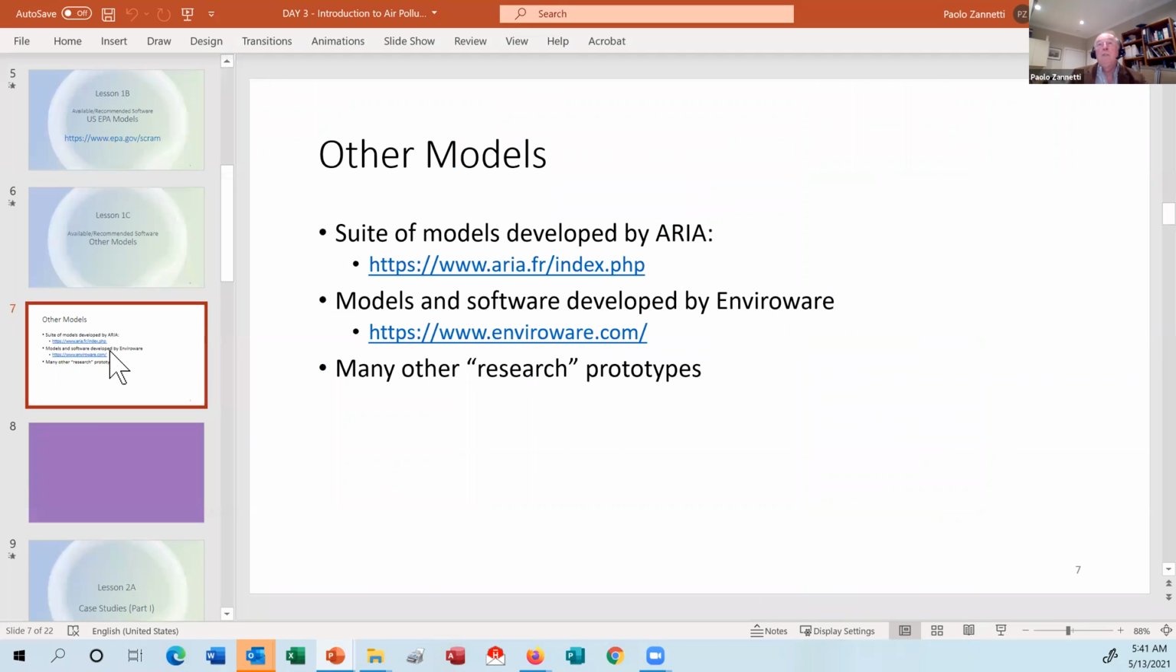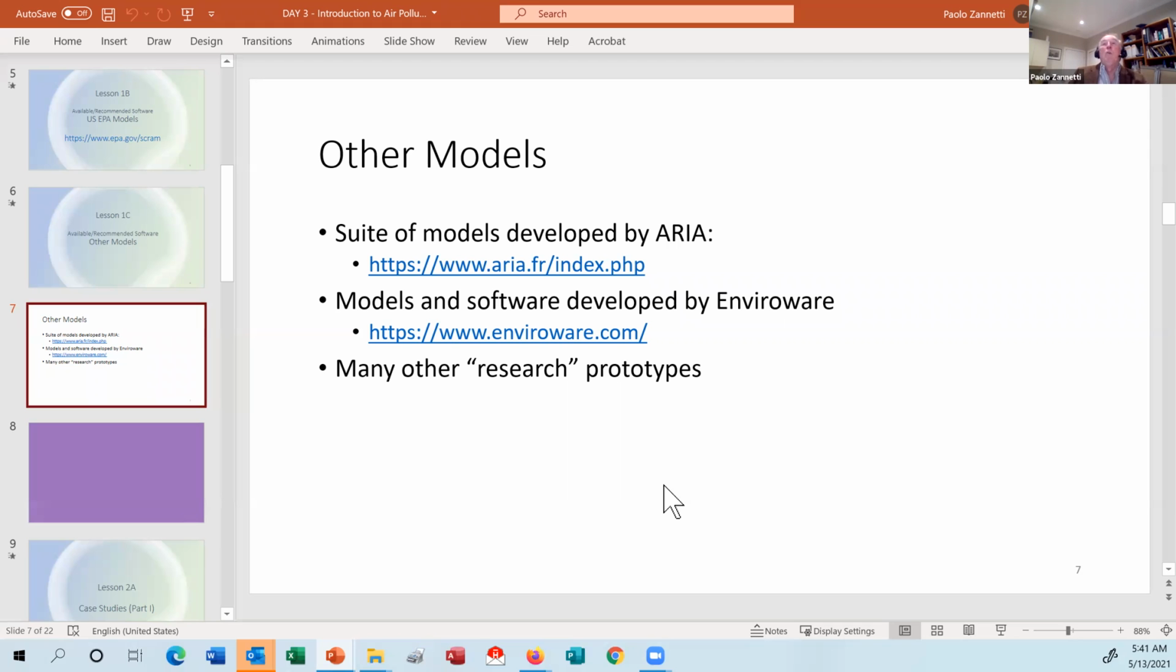A few minutes to mention other models. I want to mention two companies. Other models means non-EPA model. Yeah, you are not obliged to use EPA model. Just remember that they are used all over the world. So these EPA models have been tested, have been calibrated. All the bugs have been found, we hope.